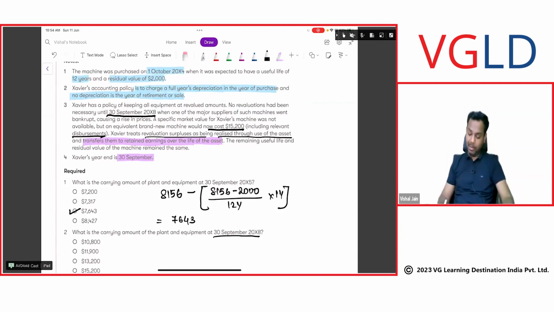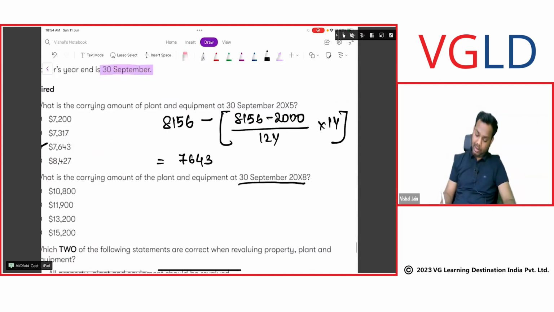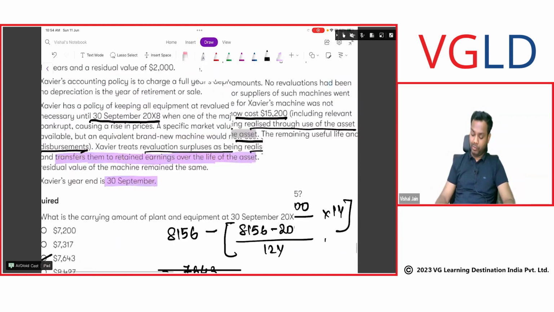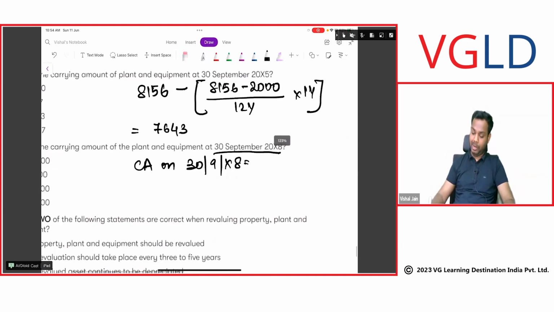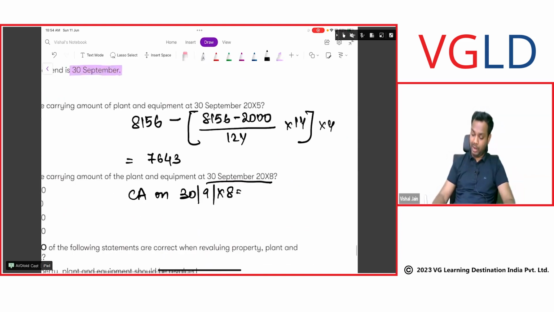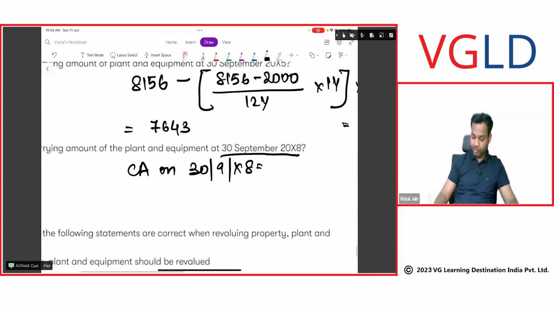Now, what is the carrying amount on 30th September 20x8? The cost will be 8156. When was the asset purchased? 20x4, which means x5, 6, 7, 8, so 4 years. So if you multiply by 4, how much do we get? 8156 minus (8156 minus 2000) divided by 12 into 4, which is 6104.